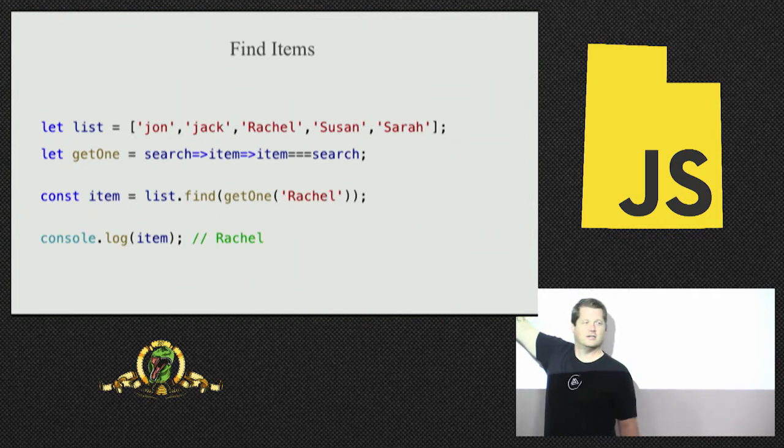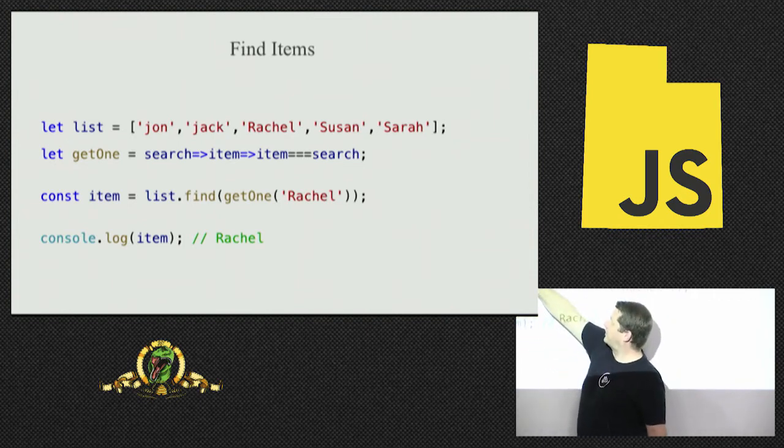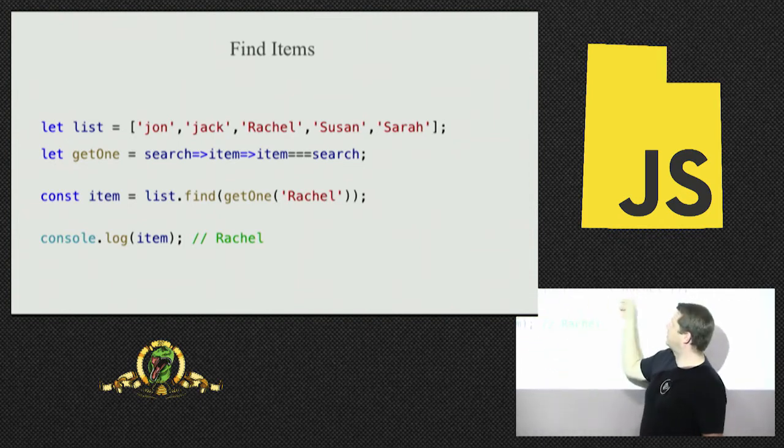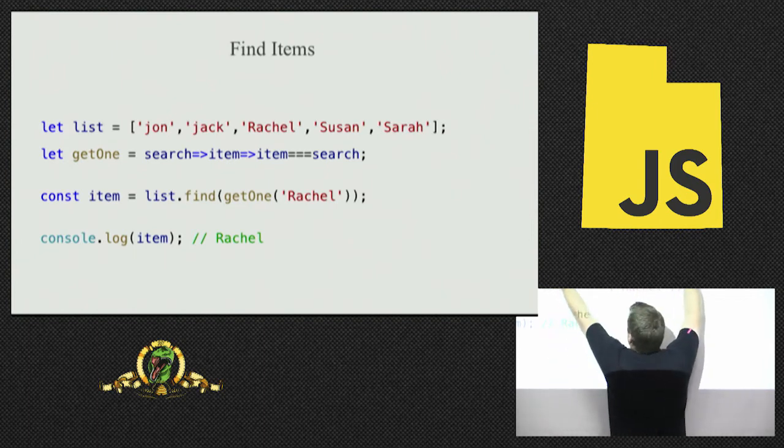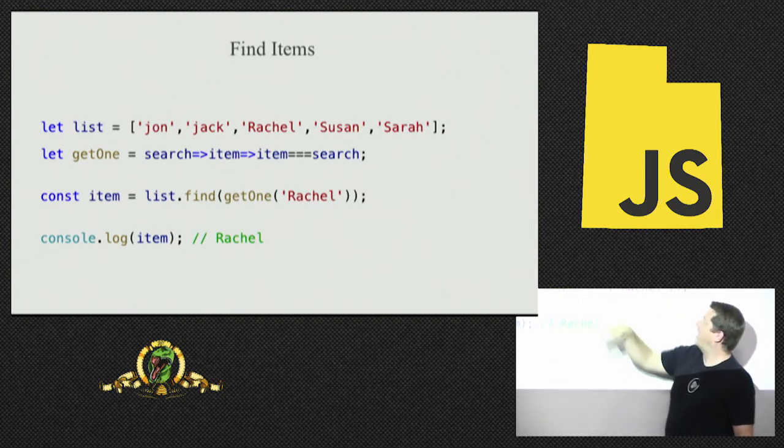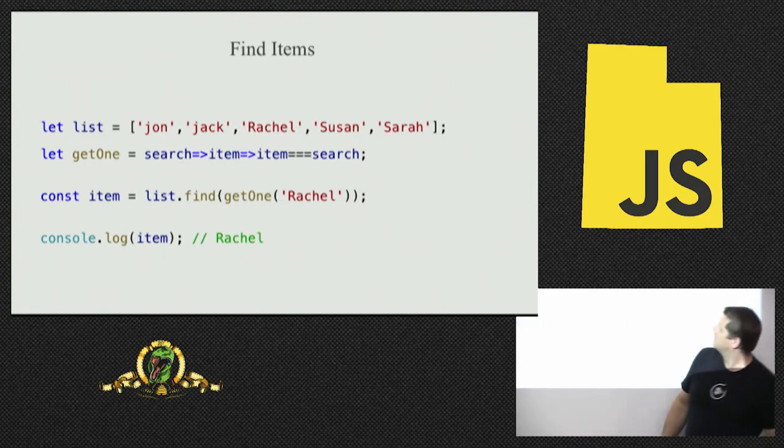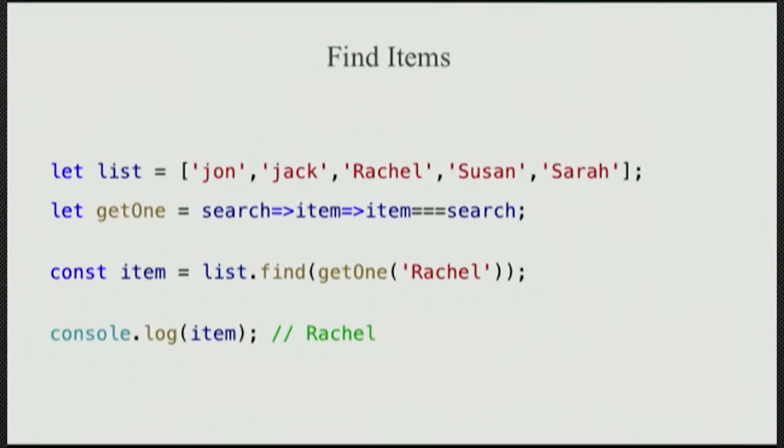What's happening here? So the first function call, I pass in the search criteria, which is Rachel. That returns this function, right? And then I apply it. Yep. Closures are awesome, but that's not this talk. Okay.